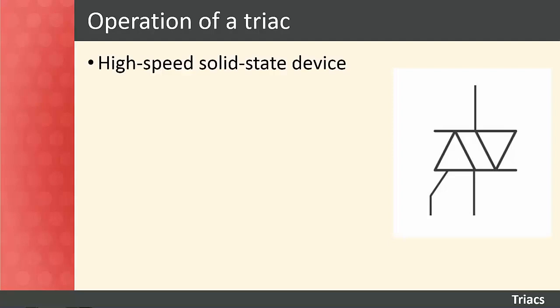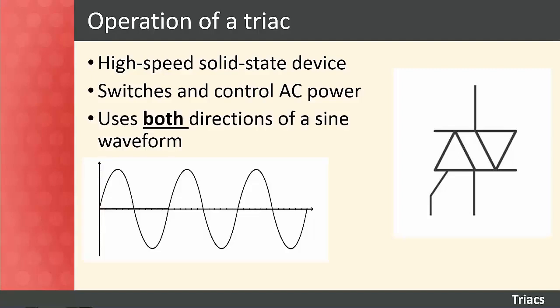A triac is a high-speed solid-state device that can switch and control AC power in both directions of a sinusoidal waveform, unlike the SCR, which only operates with the positive half cycle of a sine wave. Since a triac conducts in both directions of a sinusoidal waveform, the concept of an anode terminal and a cathode terminal used to identify the main power terminals of a SCR are replaced with MT1 for main terminal 1, MT2 for main terminal 2, and the gate terminal G.